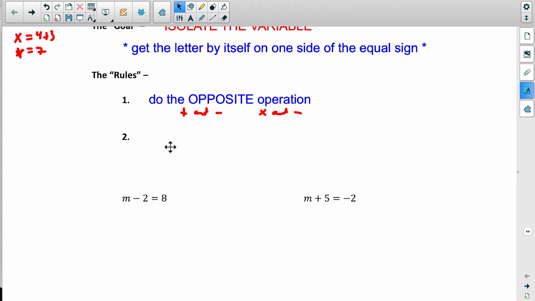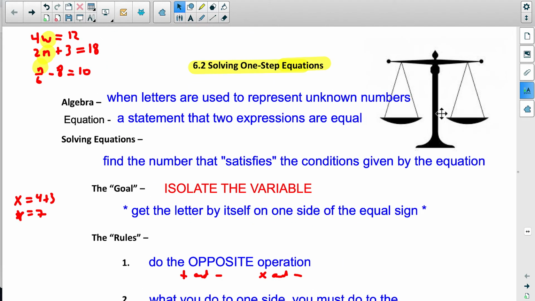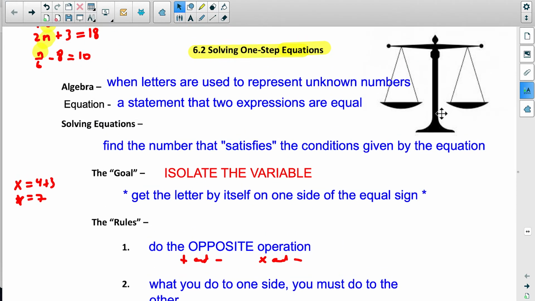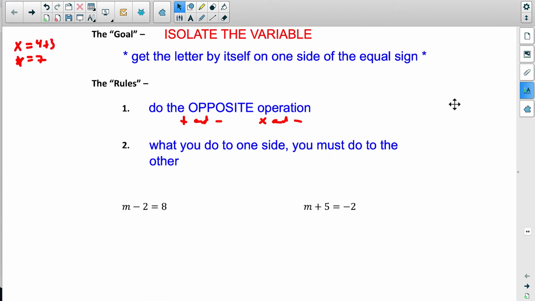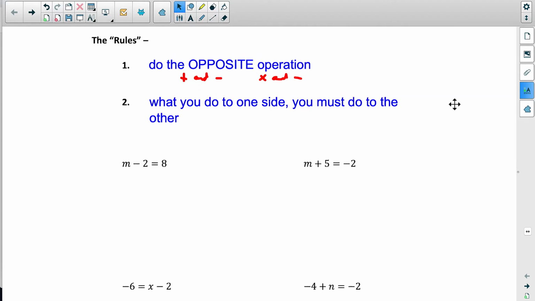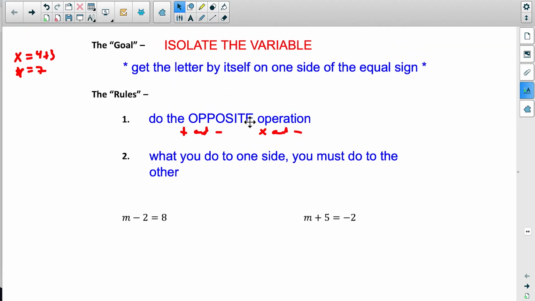The second rule: what you do to one side, you must do to the other. So this is why I have this balance up here, because you have to keep the equation balanced, right? In class I'll probably use a fake balance or something, and I'll actually put some blocks on one side, marbles on the other, and we'll talk about removing things. It's a bit awkward to do in the video, so I'm not going to do that here. So those are our two rules and our goal. Those three things will get us to the finish line here.